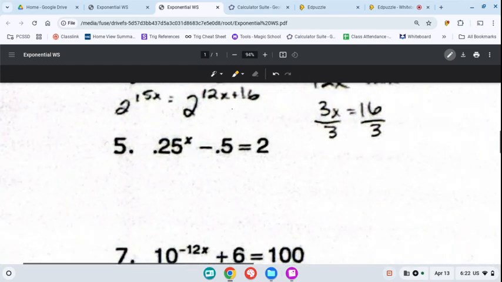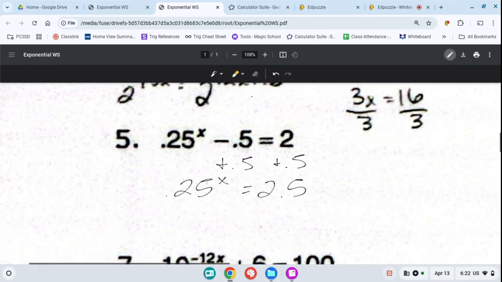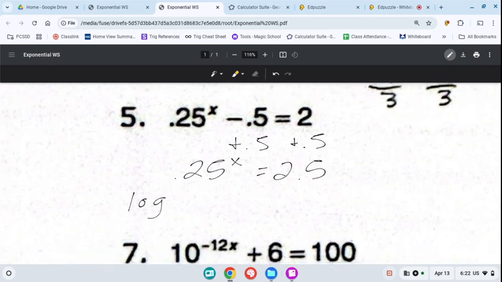All right, let's go to 5. 5, I have 0.25 to the power of x minus 0.5 equals 2. I'm going to add 0.5. So now I have 0.25 to the power of x equals 2.5. Well, I have a variable in my exponent. I don't have an e, so I'm going to take the log of both sides.